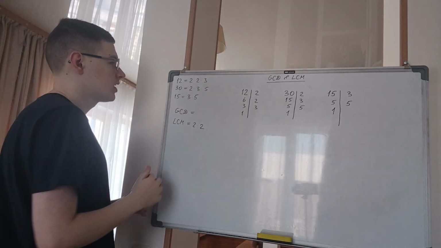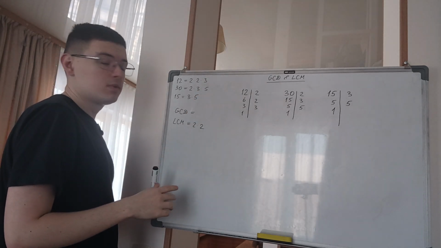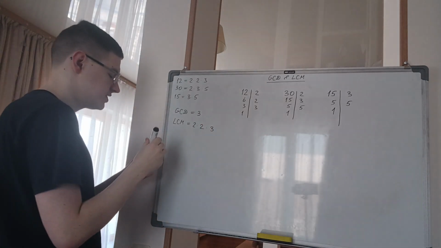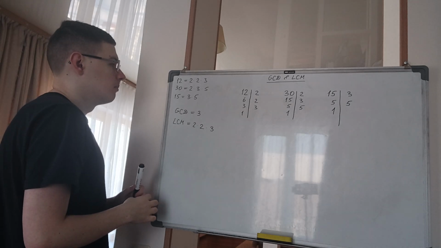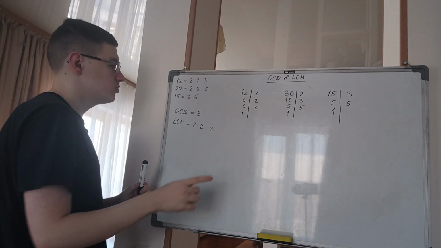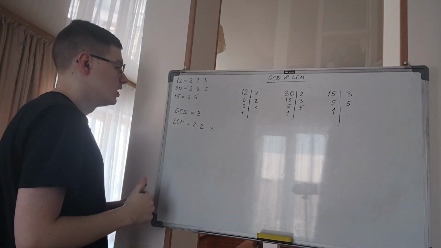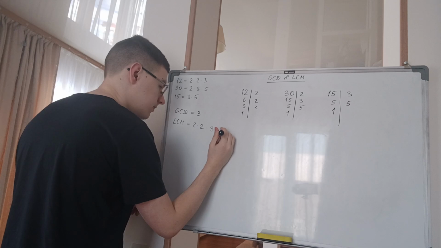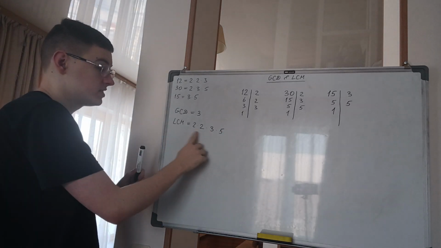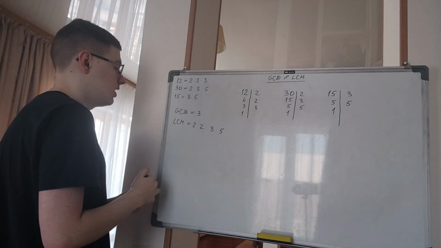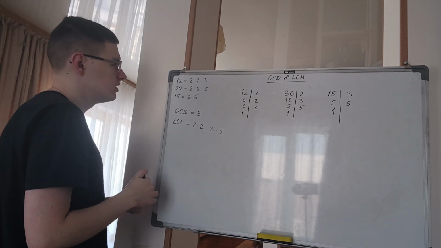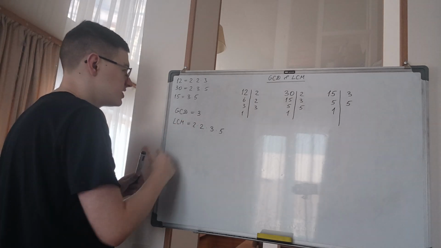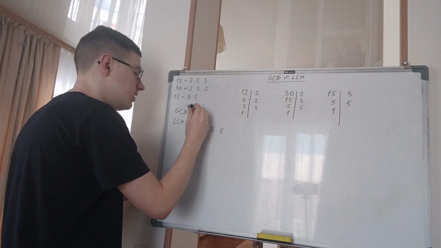Then we have 3. The number of occurrences in each of the numbers is 1. So we write this 3 in GCD and in LCM only once. But the story is different with the number 5. The maximum number of occurrences of 5 is 1, so we write 5 only once in LCM. But this 5 does not appear in 12, so we do not write it in GCD. So the greatest common divisor of these three numbers is 3.